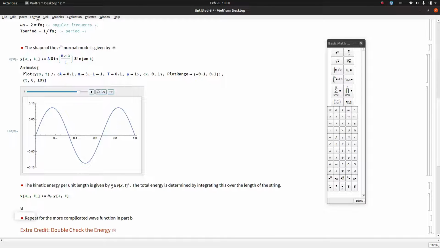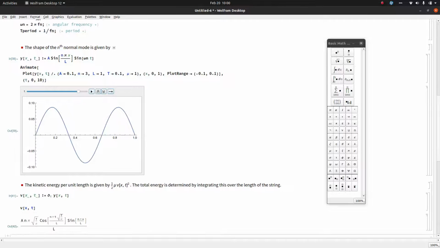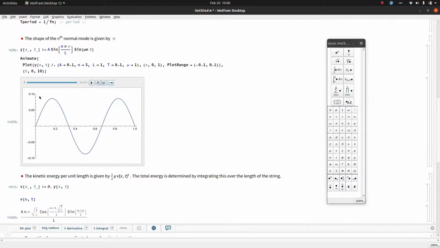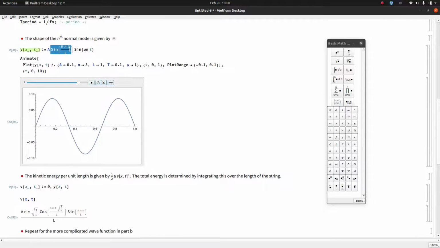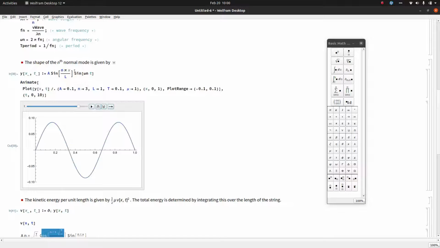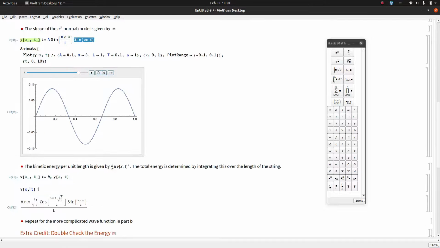We can actually see what it looks like, just as a sanity check. You can see that compared to my original function, we still have an a sine n pi x over L. But now I have a cosine that shows up because we've taken the time derivative. When I take the time derivative of this sine, we get a cosine function. So everything looks good here.